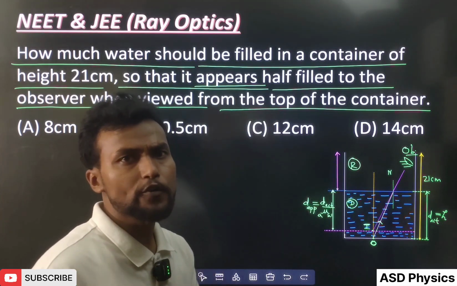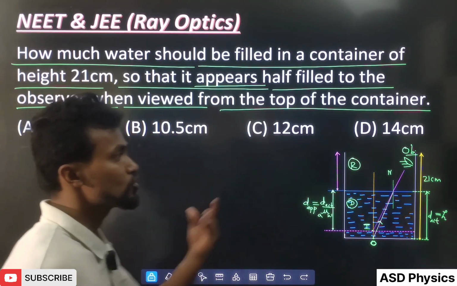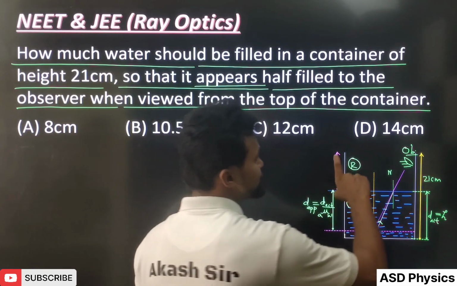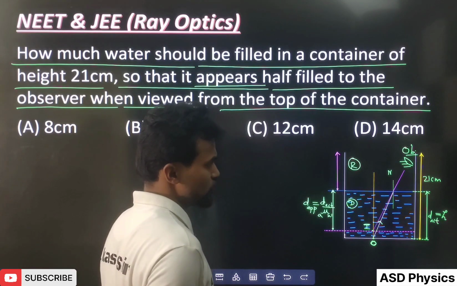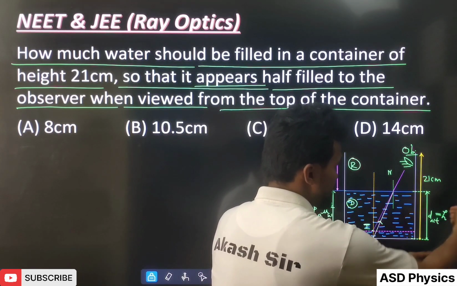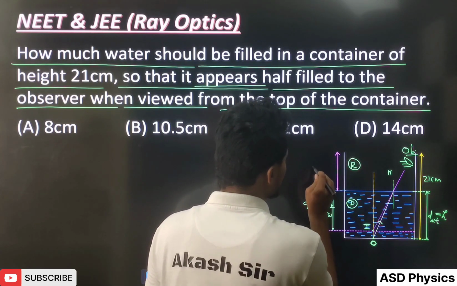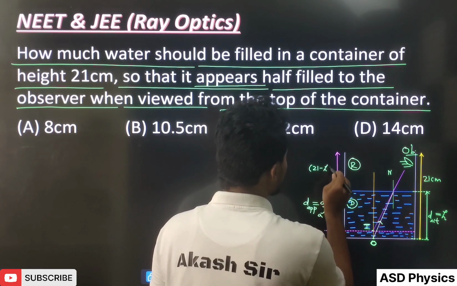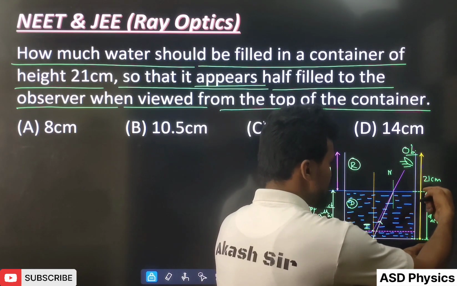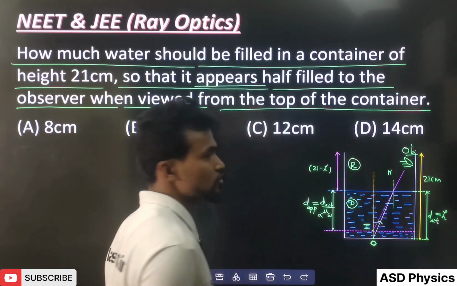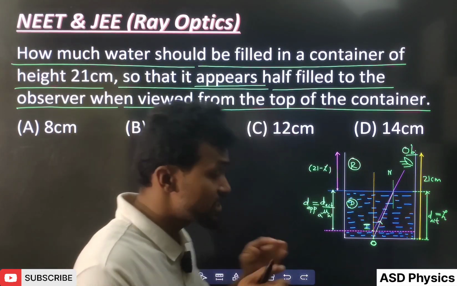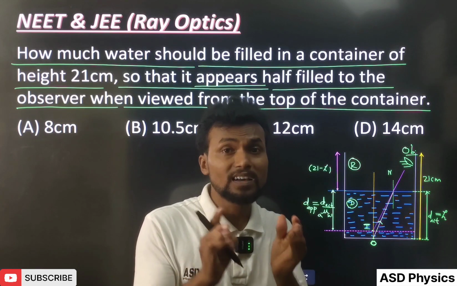Now according to the question, to the observer it should appear half filled. When you look at the empty space of the container, the total is 21, and the actual depth is h. So the empty space will be 21 minus h centimeter. Again, the total is 21, the actual depth is h, so this actual length is 21 minus h centimeter. The observer is just observing the glass as half filled.